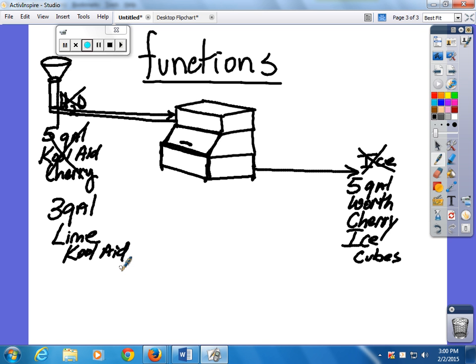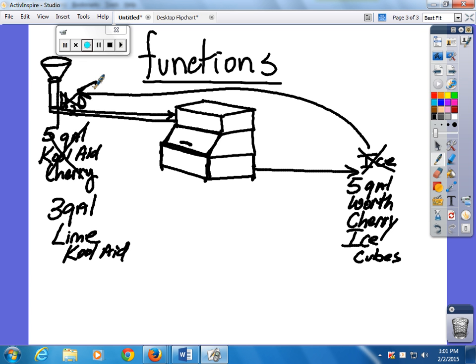What in the world does this have to do with functions? Well, your function is the ice machine, right? It's actually doing the job of turning the liquid into a solid, right? Everybody with me? But what a lot of people don't understand is, what does this depend on? The cubes depend on what? The amount of Kool-Aid you put into the ice machine. So if I put in 5 gallons of Kool-Aid, I'm going to get 5 gallons worth of ice. If I put in 3 gallons, I'm not going to get 5 gallons worth. I'm going to get 3 gallons worth.